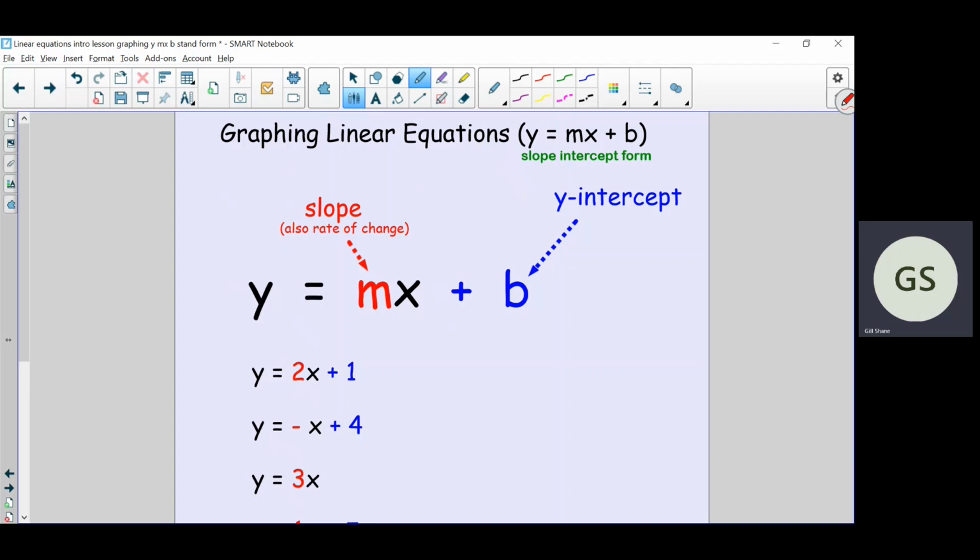You see here, slope is the number in front of the x in red. Y-intercept is the number all by itself. It doesn't matter what order they are in. I could give you this equation here.